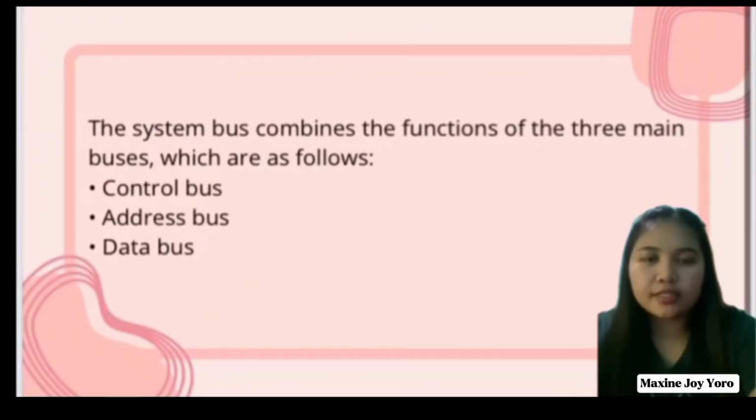And lastly, the data bus is a bidirectional pathway that carries the actual data between the processor or CPU, memory, peripherals, and input or output devices. Its primary function is to transport the data that needs to be processed, stored, or transmitted. The data bus enables the exchange of data between different components, allowing the system to perform various tasks and operations.